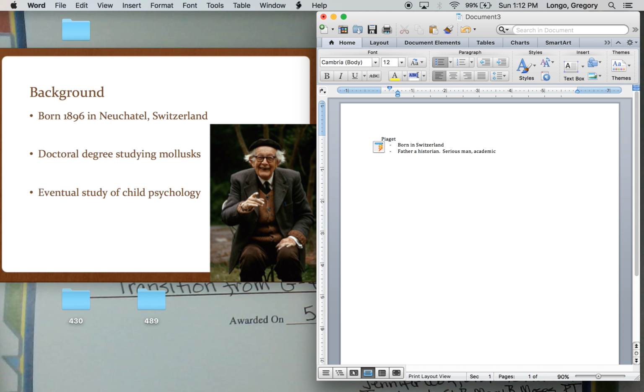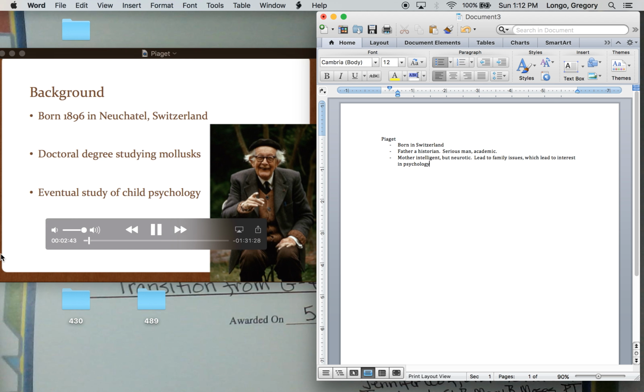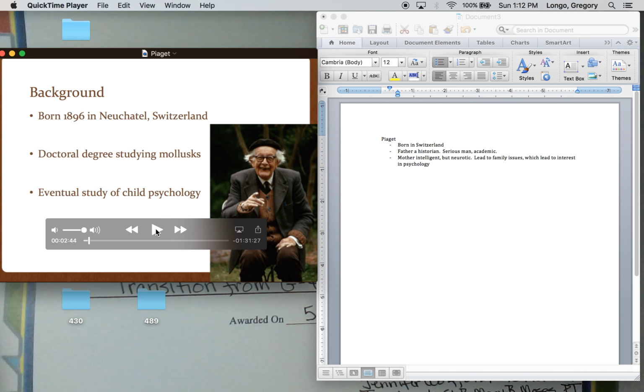His mother, he said, was intelligent but was neurotic, and that led to some family issues. And family turbulence actually led to some of his interest in psychology and psychoanalytic theory and the like. As a child, he was... Okay, before I do any more, notice I'm not putting down every word.